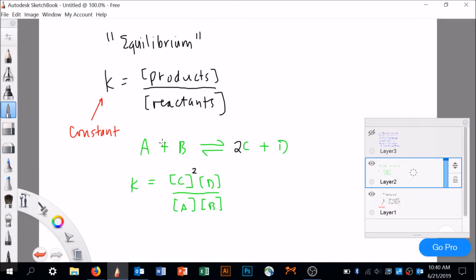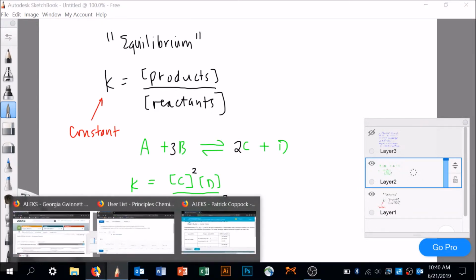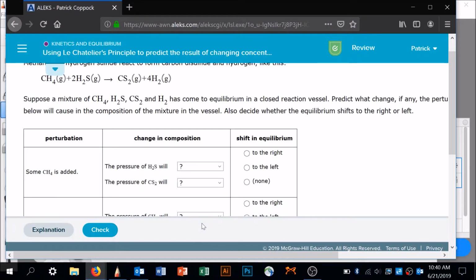And likewise, if we have, let's say, a 3, so if the balanced reaction is A plus 3B is in equilibrium with 2C plus D, what's the difference here? Say it out loud. That's right. This is B cubed, okay? And so with that little math trick in mind, I think we're ready to go over to the problem at hand. Let's look at this.